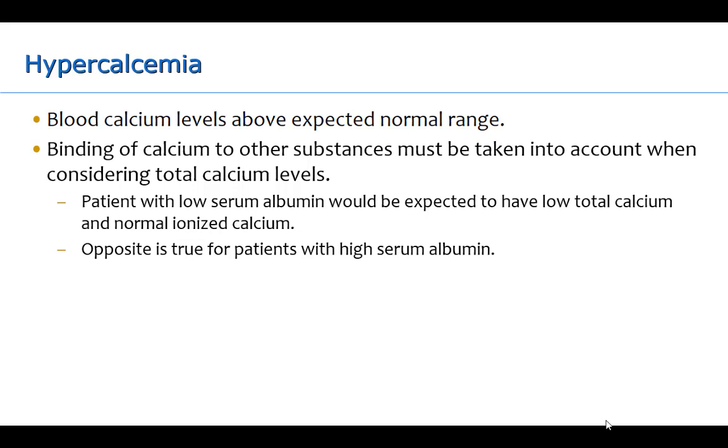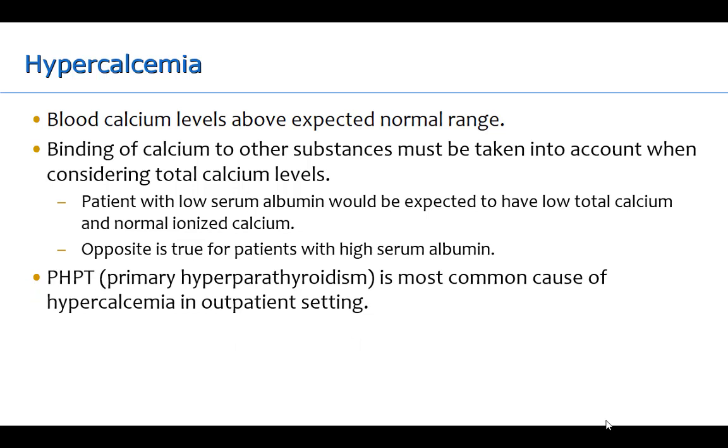So, in order to diagnose somebody as suffering from hypercalcemia or hypocalcemia, you have to measure total calcium, you have to measure the albumin and the free or ionized calcium. Okay. So, patients with low serum albumin would be expected to have low total calcium and normal ionized calcium. Okay. And the opposite is true for those patients where serum albumin is high. So, you have to always take into account the serum albumin levels. Make sense?